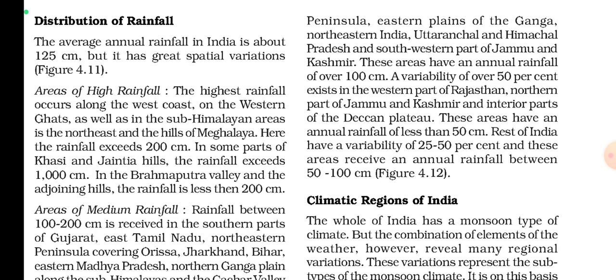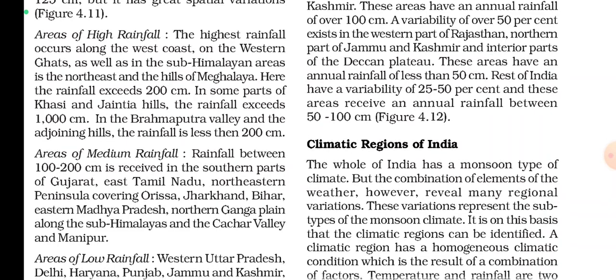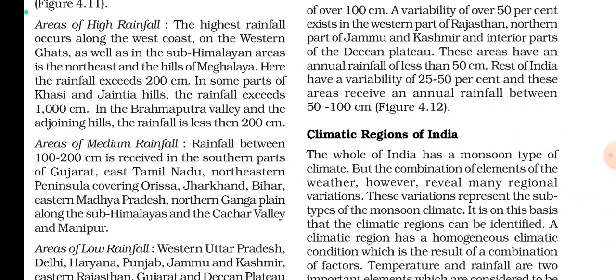Areas of high rainfall. The highest rainfall occurs along the west coast on the Western Ghats as well as in the sub-Himalayan areas in the northeast and the hills of Meghalaya. Here the rainfall exceeds 200 cm. In some parts of Khasi and Jaintia hills the rainfall exceeds 1000 cm.